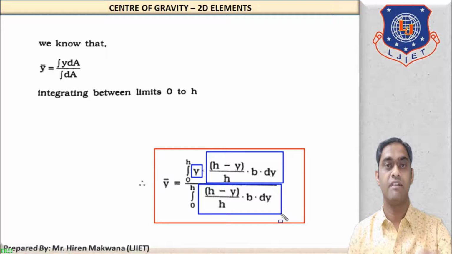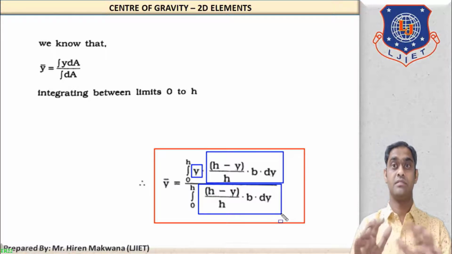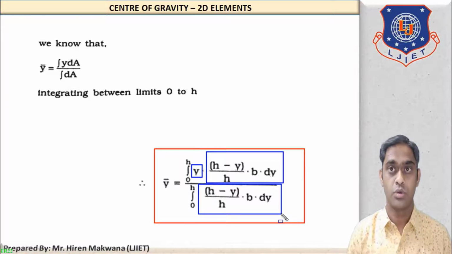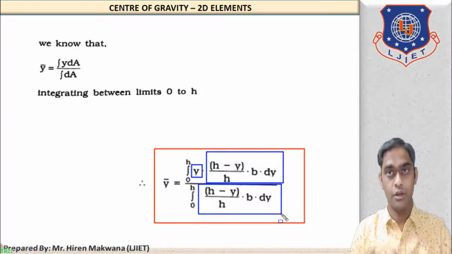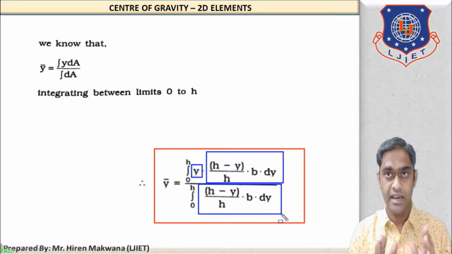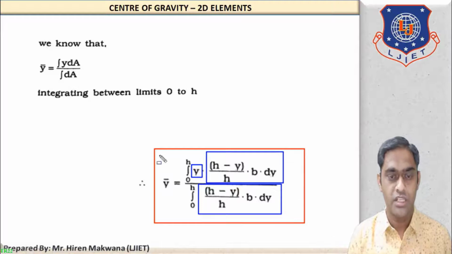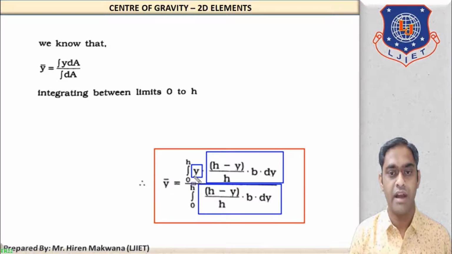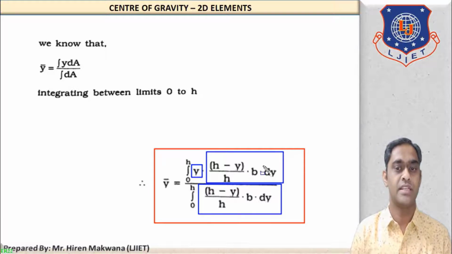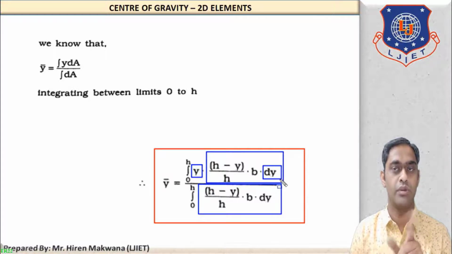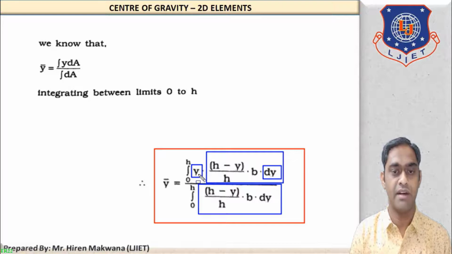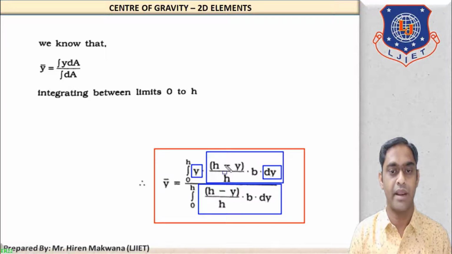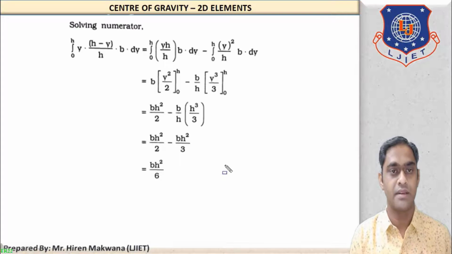Now this is a very complicated calculation, so we will calculate the numerator and denominator separately. Let us check the numerator first. The numerator is the integration from 0 to h of y times (h minus y) upon h, times B, into dy. Here dy is the variable, so without y, every term will be constant. Now multiply this y into the bracket. Let us see what happens.